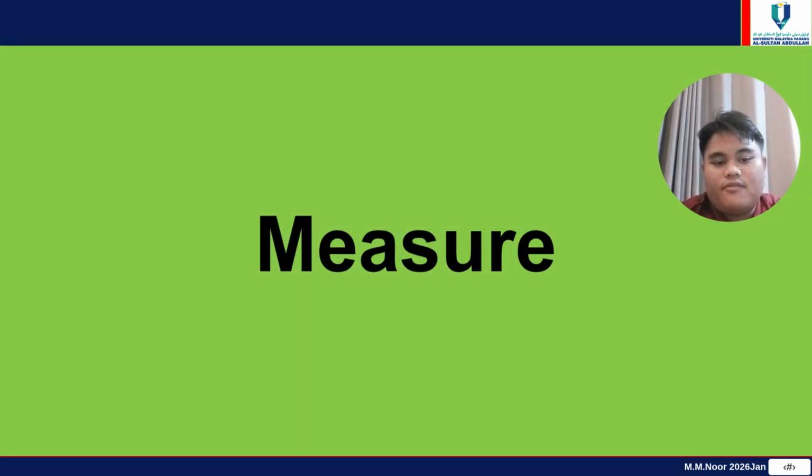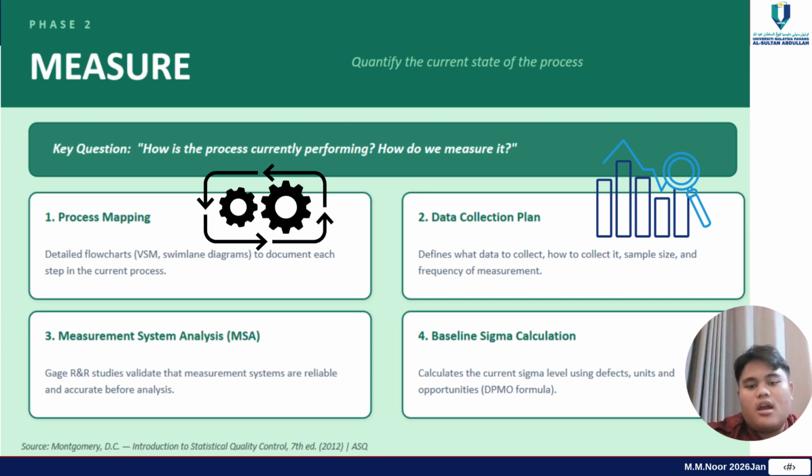Once the project is defined, we move to phase 2, measure. Now that we know the problem, we need to gather our tools, head out to the process floor and accurately quantify exactly how the process is currently performing. In the measure phase, our guiding question is, how is the process currently performing and how do we reliably measure it? We achieve this through 4 systematic steps. For the first step, process mapping, creating detailed flowcharts, value stream maps or swim lane diagrams to document every single step of the current process.